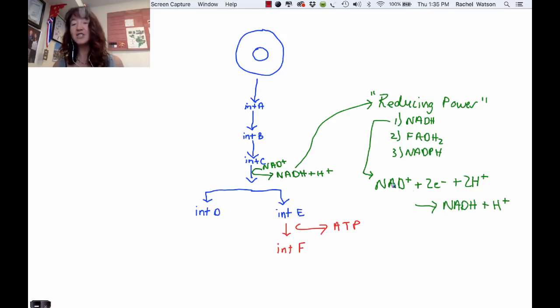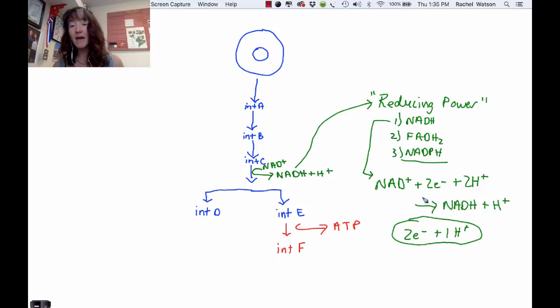So we've got these balanced reactions, and it's very important to recognize that there's a special name given to the 2 electrons plus 1 proton that is carried by NADH. We collectively call this a hydride anion because, of course, it's more negative than positive. So we say in fancy lingo that NAD+ carries a hydride anion when it is reduced.